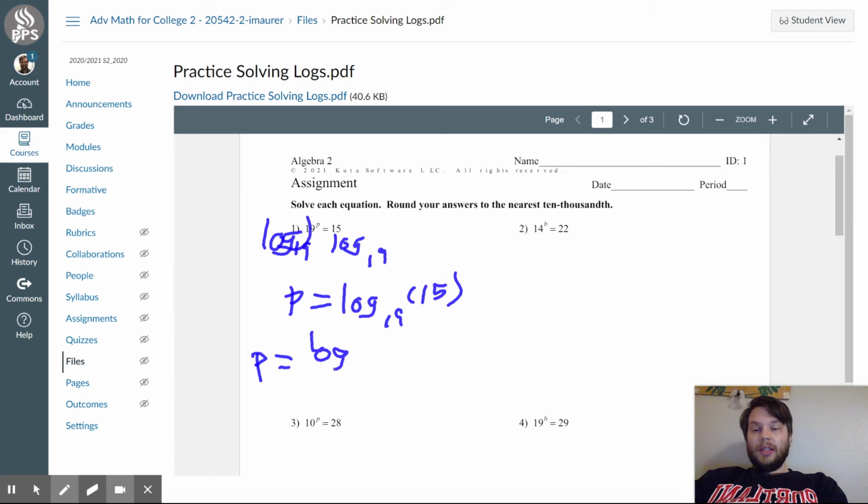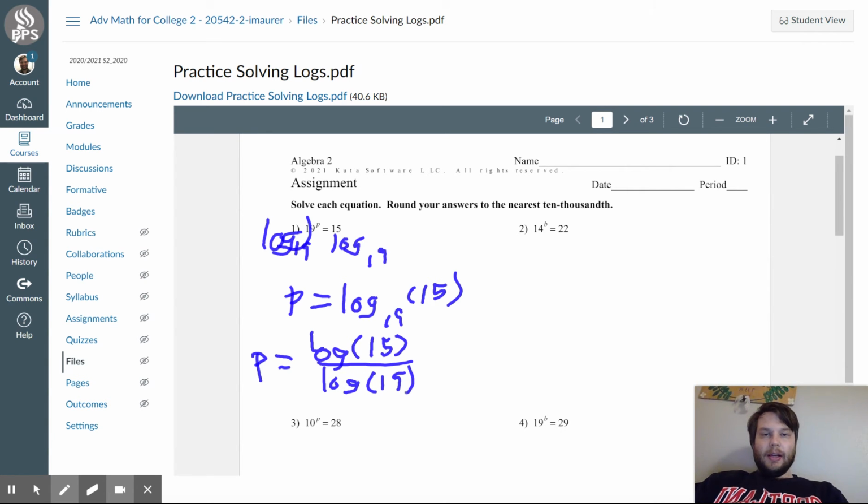Then most calculators can't do log base 19. Many calculators can't, I guess. So you do log of the top number, 15, divided by log of the bottom number, 19. Just remember the base is staying on the bottom. One of the nice things about Google is you can literally type that into your search bar, log of 15 divided by log of 19, and it gives you the answer right up there.